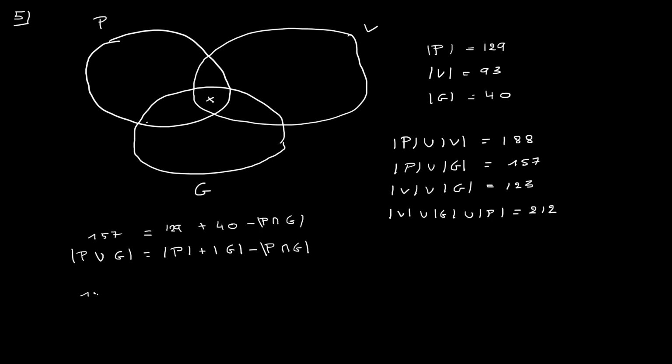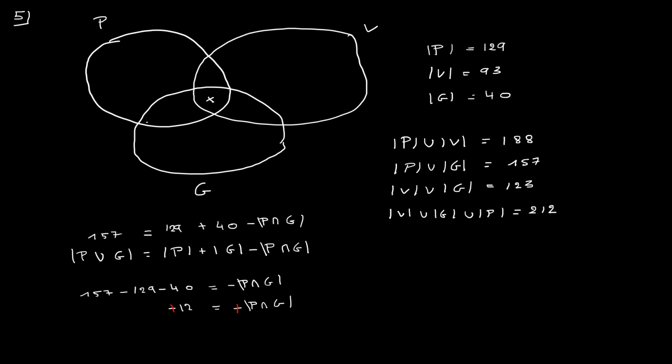So what we're going to get is 157 minus, because remember, positive things when they go to the other side of the equal sign, you have to do the minus, so minus on both sides of 129, minus 40 is equal to negative the intersection between P and G. Okay, and if we calculate that, you should find that this is minus 12. So minus 12 is equal to the negative value of the intersection between these two. So what can we do? We can just cancel out the negative sign on both sides, and we find that the intersection between these two is going to be 12.